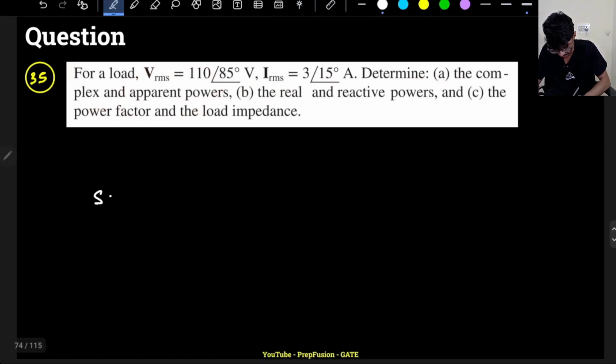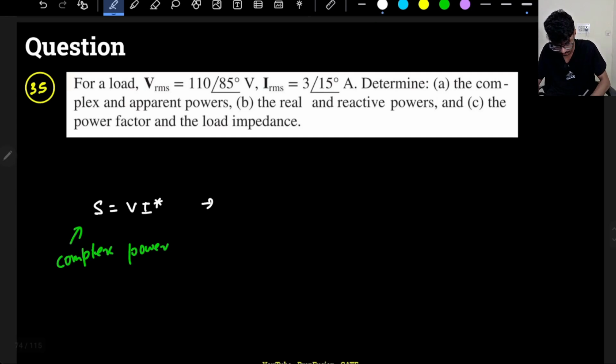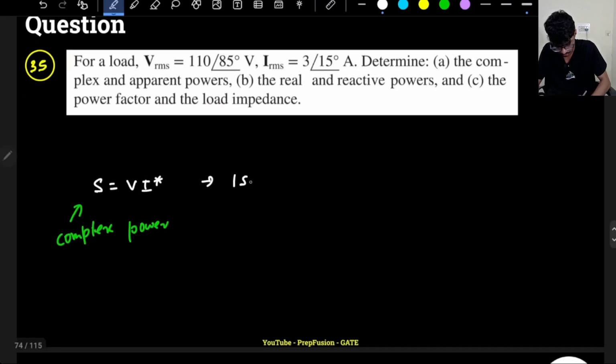Complex power is simply S equals V into I conjugate. Okay, apparent power is basically the magnitude of the complex power. That's it. Apparent power is the magnitude of the complex power. So this is the complex power, and apparent power is the magnitude of the complex power basically.